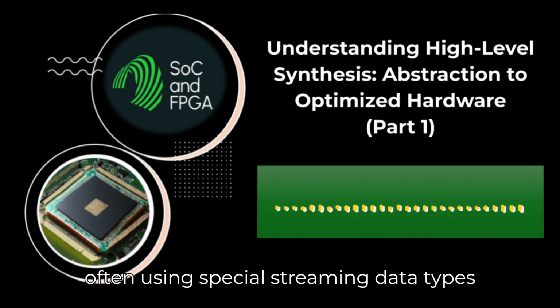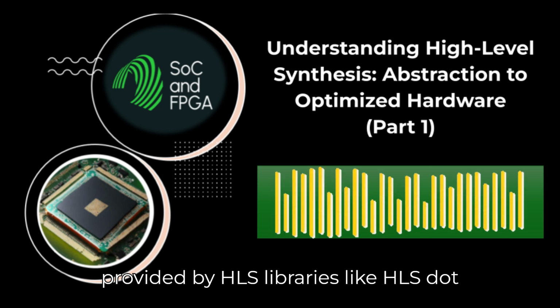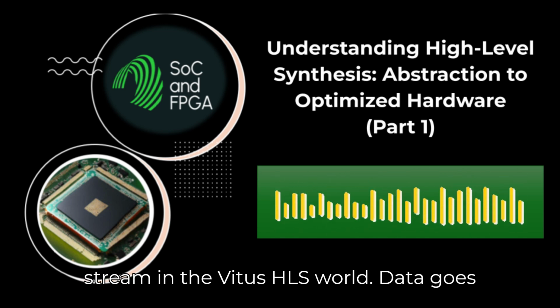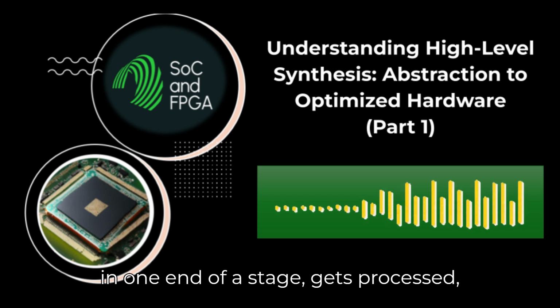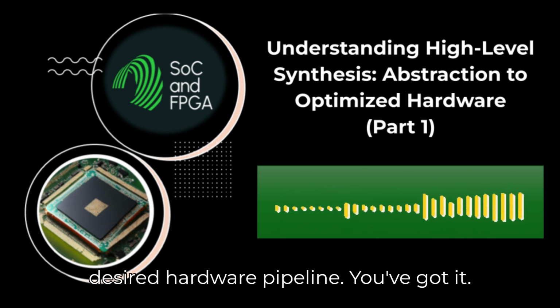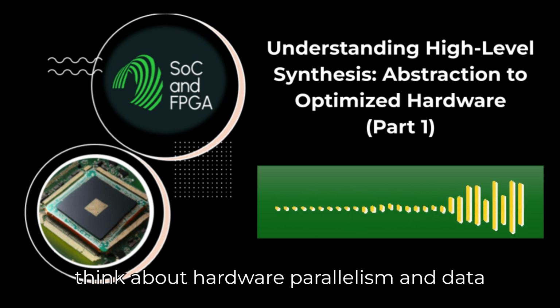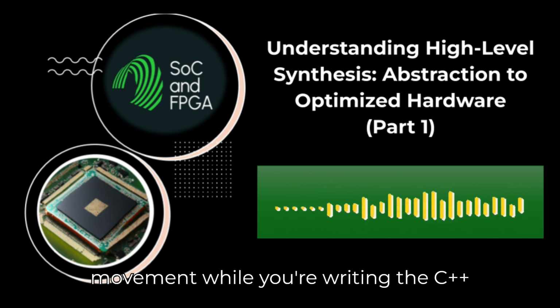Exactly. Often using special streaming data types provided by HLS libraries, like hls::stream in the Vitis HLS world. Data goes in one end of a stage, gets processed, and flows out to the next stage. So the C++ code isn't just the algorithm. It's fundamentally a description of the desired hardware pipeline. You've got it. That's the core principle. You have to think about hardware parallelism and data movement while you're writing the C++ code.